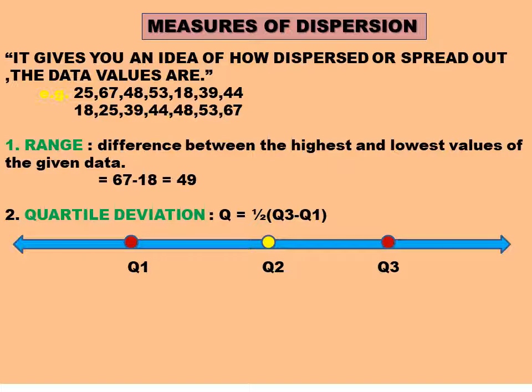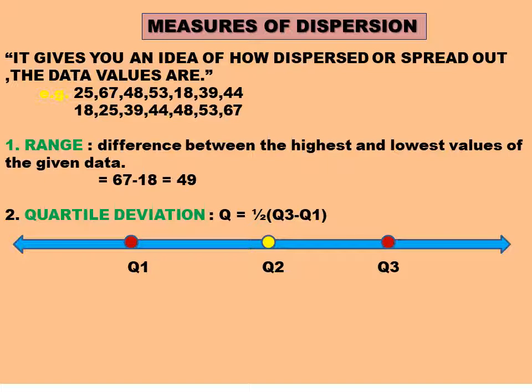If you look closely, Q2 divides the data into 2 equal halves, the first half on the left side and the second half on the right side. So Q2 is the median, as we studied in the last slide. The median is the central data point which divides the whole data into 2 equal halves. Q2 is doing the same thing.